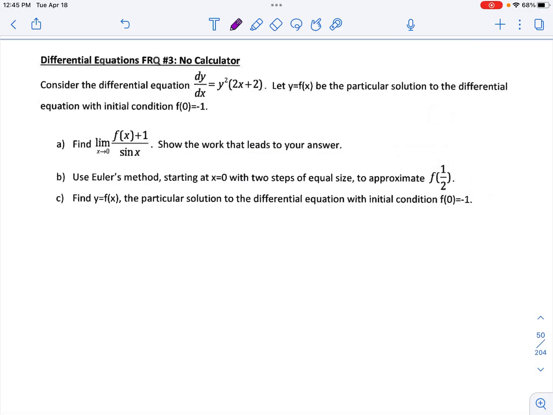This is another differential equation question. Notice they give you a differential equation. Y is the solution, and they give us an initial point. They want us to find the limit and show the work that supports your answer.